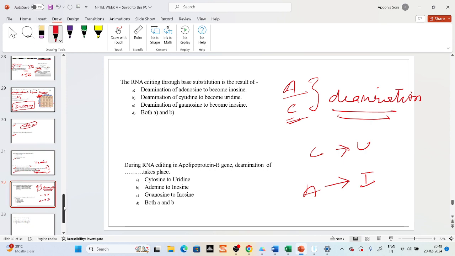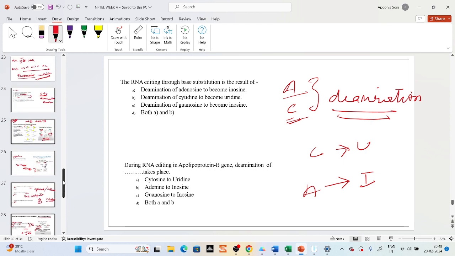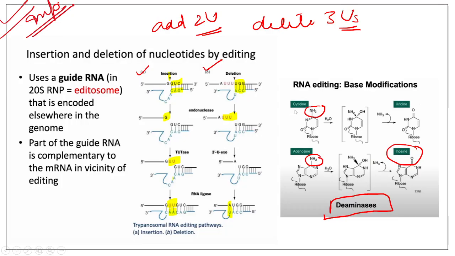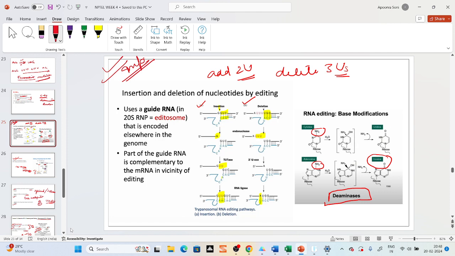Just to recapitulate, this was the figure. You can see this is cytidine, it is converted into uridine. This is the amino group, this amino group is getting removed. Now there is a double bond O over here. Similarly, adenosine has an amino group, this amino group is getting removed, and now it is converted into inosine. This is deamination. That means de- means removal, amination means the amino group. This is the base modification that has occurred.